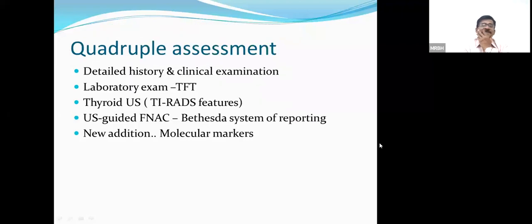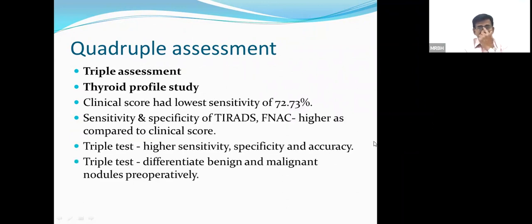So quadruple assessment of thyroid disease includes a detailed history and clinical examination, laboratory examination in the form of thyroid function test, a thyroid ultrasound reported as TIRADS, ultrasound-guided FNAC reported in the Bethesda system, and the new addition is the study of molecular markers. So quadruple assessment includes the triple assessment and thyroid profile study.